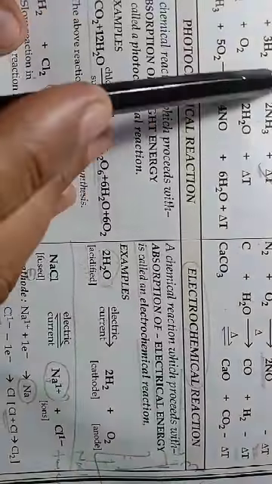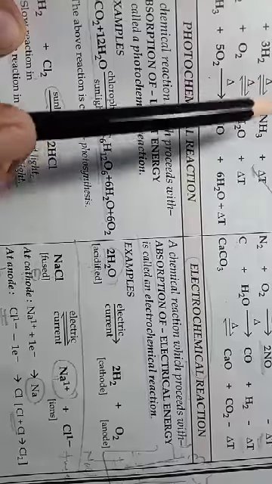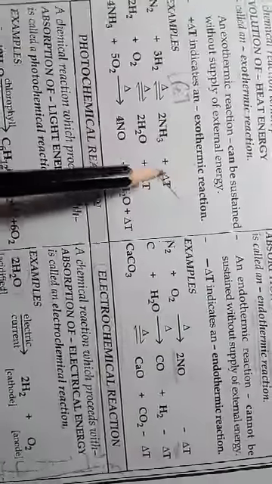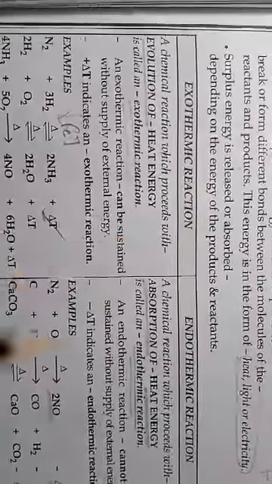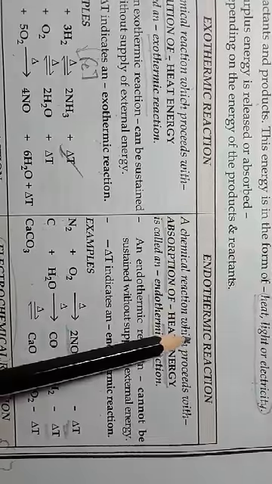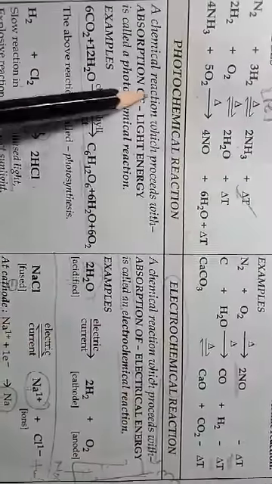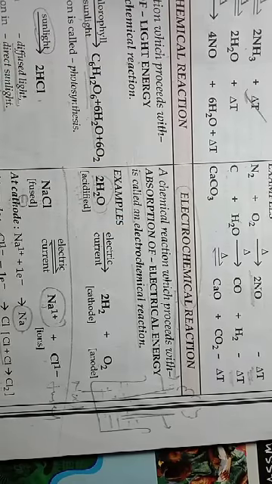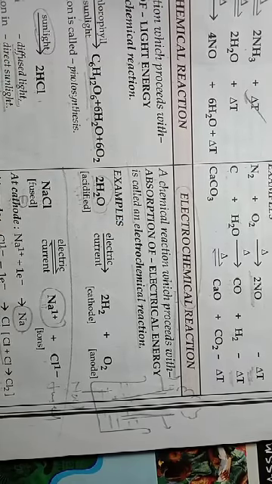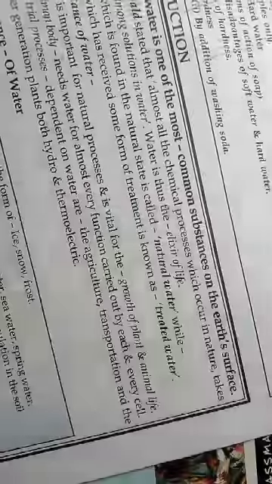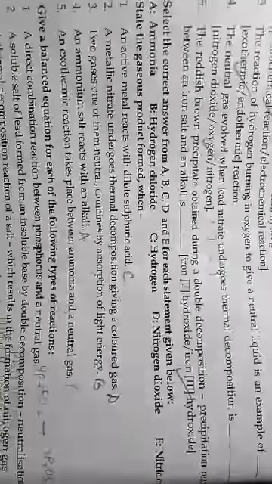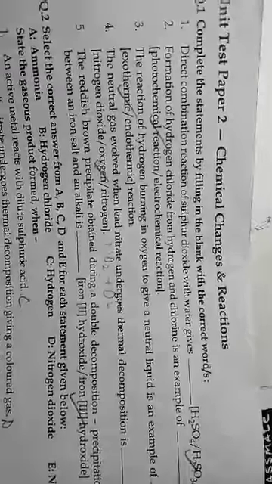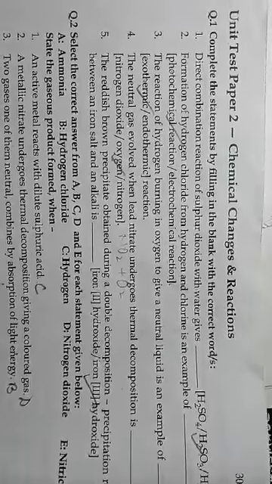So for this, these are the headings given here: exothermic reaction, endothermic reaction, photochemical reaction, and electrochemical reaction. Okay students, so from here you can take definition and example for these particular types of reactions. Now we are moving to the next page, unit test paper 2, chemical changes and reactions.